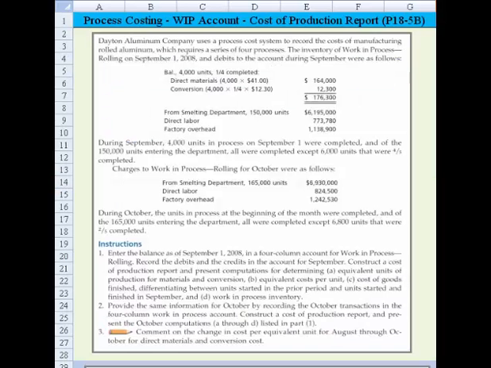Now I slid back to show where those numbers come from. There's the 6195 right there relating to the cost from the smelting department, and the combination of adding the direct labor and the factory overhead, those two numbers right to the left of my mouse, make up the conversion number.